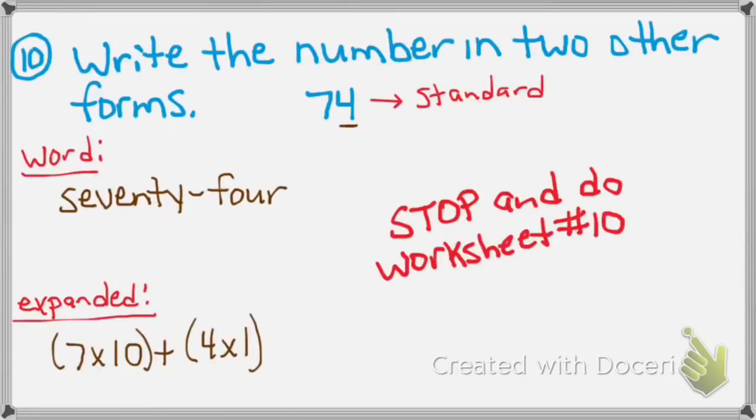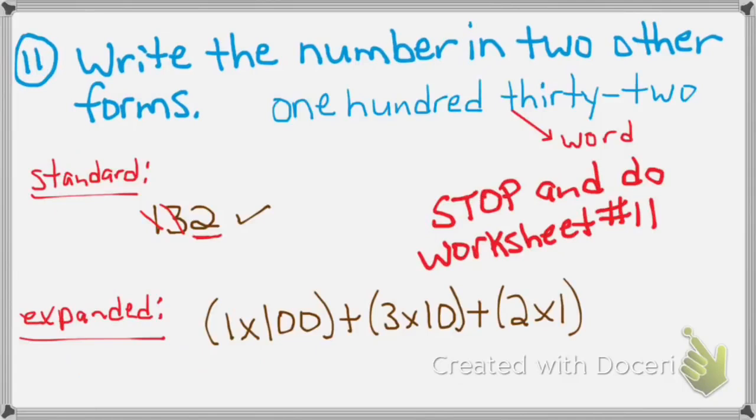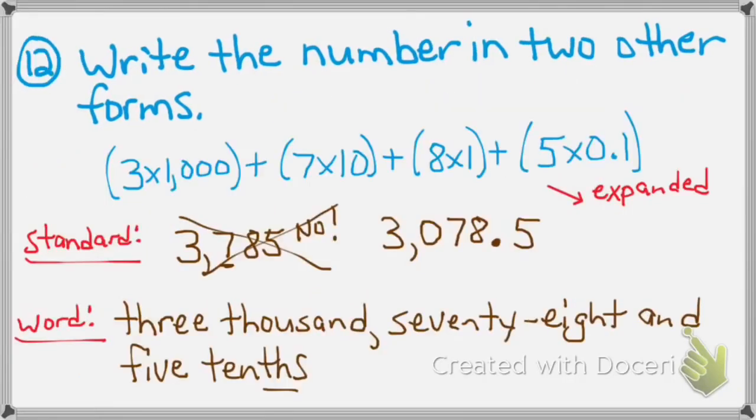And finally, off in the directions will say write this number in two other forms. Remember there are 3 forms for numbers, so you need to figure out which form they gave you. In this case they gave us standard, so the other 2 I would need would be word or expanded. In this example, they gave me word, so I would need standard and expanded. And in this example, they gave me expanded, so I would need standard and word. So you need to figure out which other forms you need.